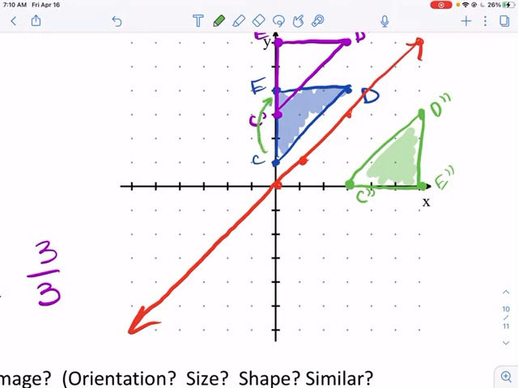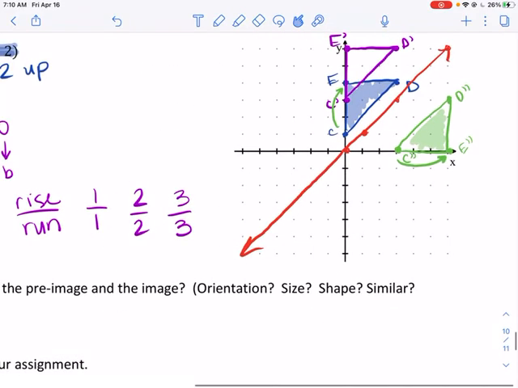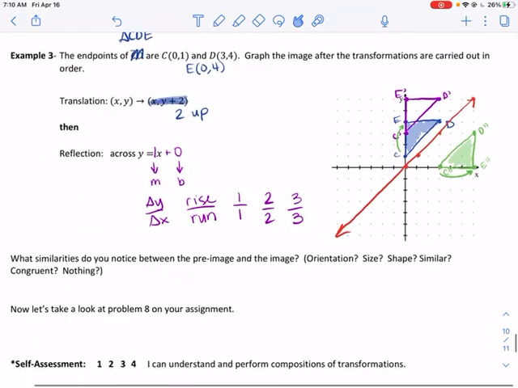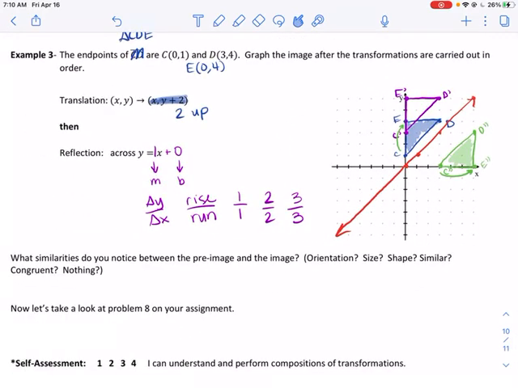E is on C's left in the blue triangle, but in the double image, E is on C's right. The reason is because a reflection was performed. So these orientations are not the same. I'm just going to circle the ones that are the same. That'll make it easier. So orientations are not the same.